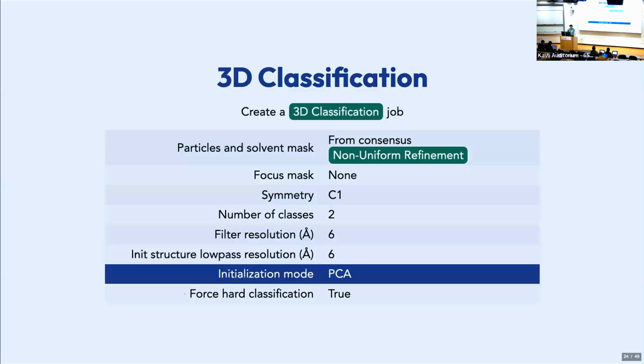Again, I use the initialization mode of PCA, which, as a reminder, you actually do a bunch of little reconstructions and then try to find the groups that are most similar to each other and take the average of those groups. So it's a way of trying to get your initial volumes to start very different. And that's because I know that these things are going to be similar, so I want my initial volumes to be quite different.